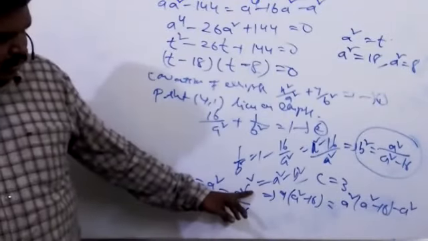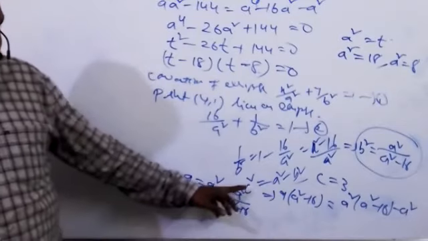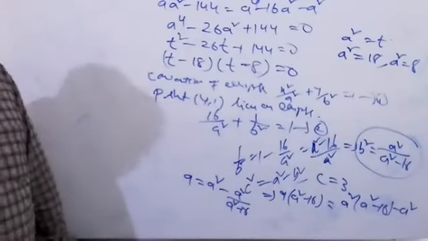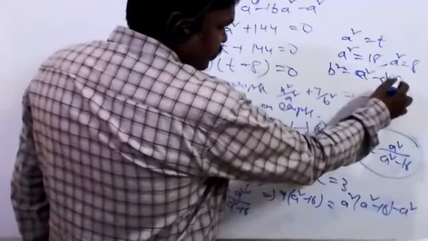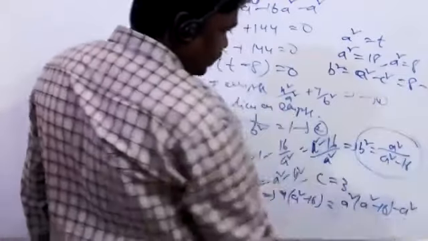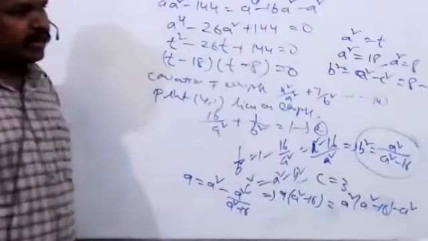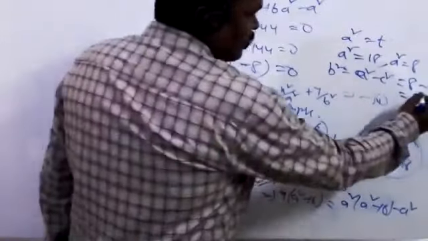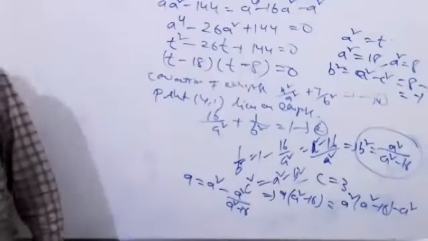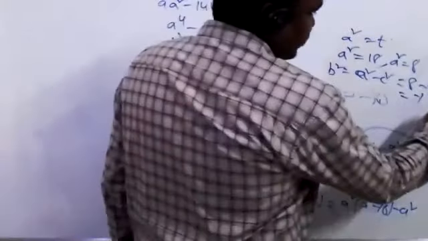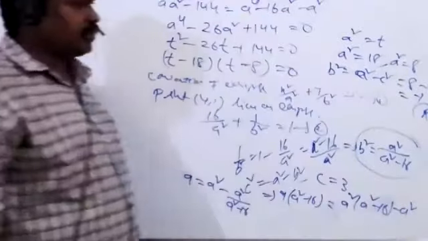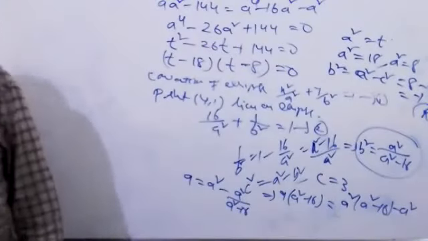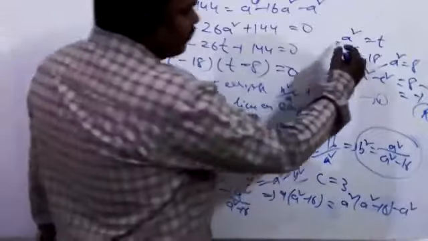Then here c square: b square is equal to a square minus c square. Now here 8 minus 9 is minus 1. b square is equal to minus 1. Negative, false. Negative means reject. Then a square is equal to 18 is the correct one. a square is equal to 18.